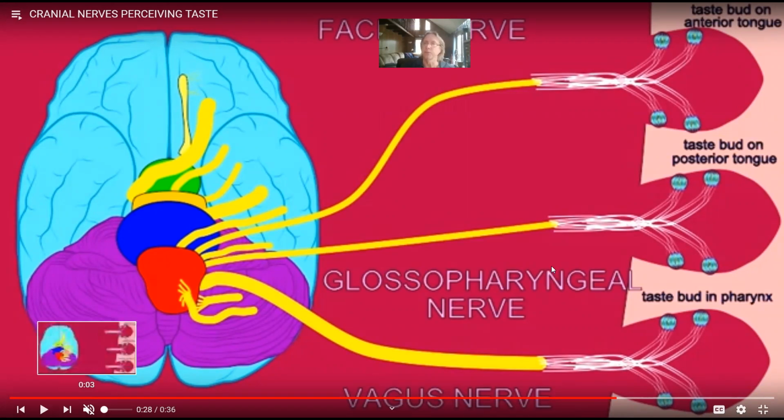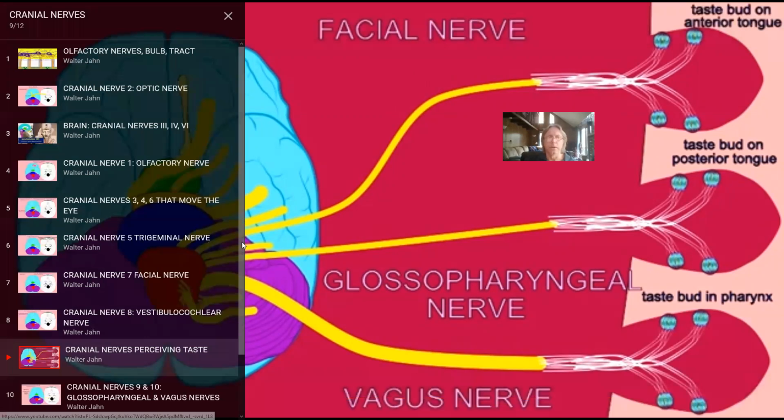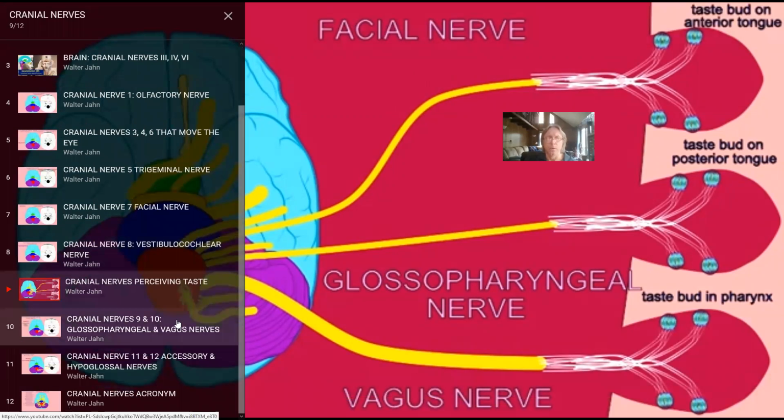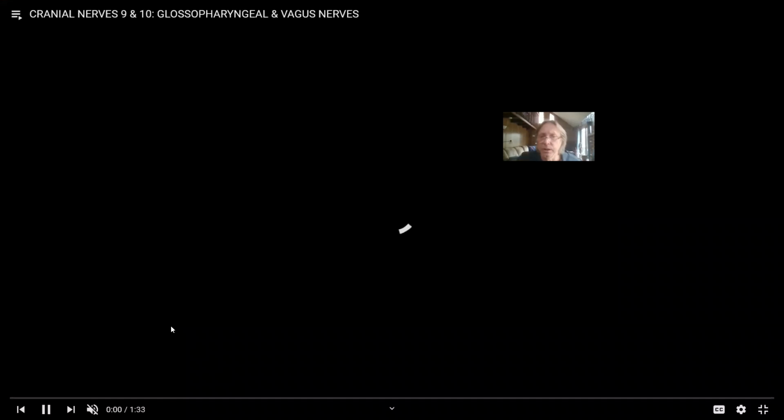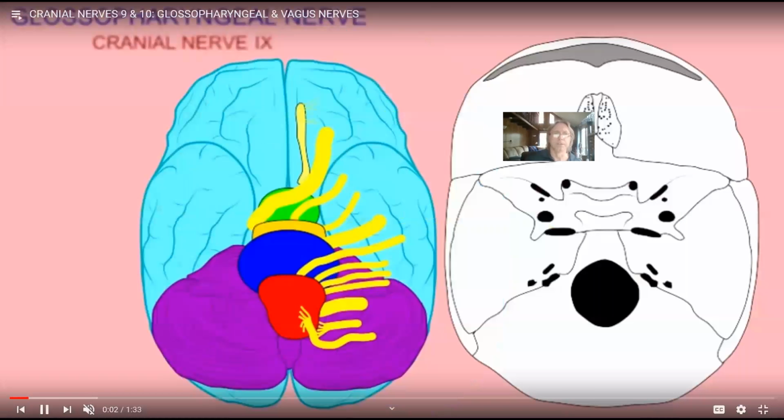And so the facial nerve is getting the front of your tongue. But in the posterior tongue, like where we sense bitter, that's a glossopharyngeal nerve. But then the taste buds in the pharynx can actually be sending information along the vagus nerve. So while the facial nerve does a lot of taste, there are actually a couple of cranial nerves which perceive that. So there's a glossopharyngeal nerve. There's an accessory nerve, which is doing some neck muscles.